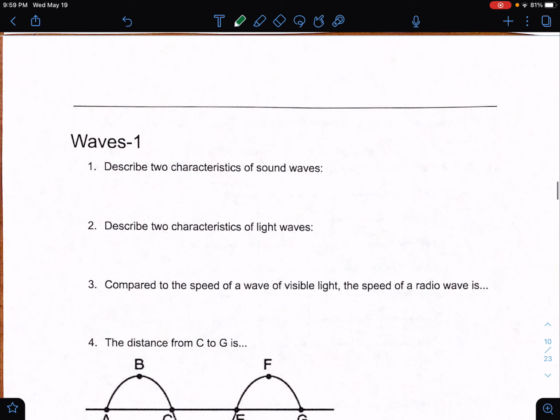Okay, moving on to waves. We're trying to kind of cruise through this, so hopefully we can get through this fairly quickly.